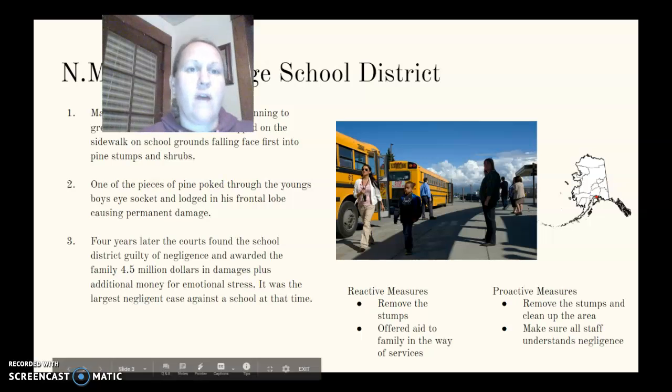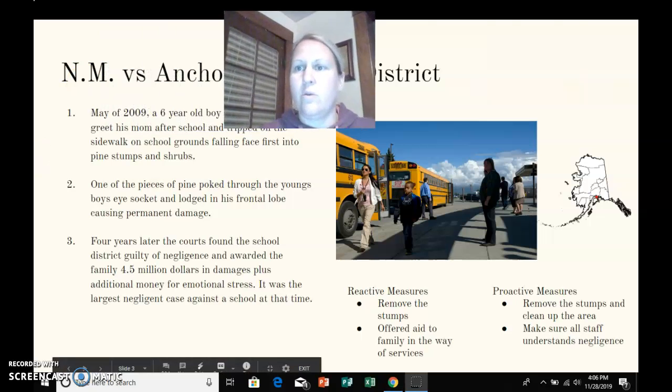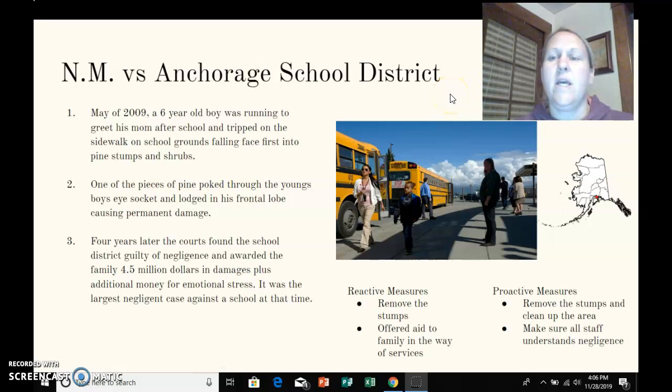We had to research 5 different cases that dealt with torts in the school system. My first case is NM versus the Anchorage School District. In May of 2009, a 6-year-old little boy was running to greet his mom after school. He tripped on a crack in the sidewalk on the school grounds, falling face first into a bunch of pine stumps and shrubs that had yet to be removed. They were sticking out of the ground about 1 to 2 inches, so not hugely big, but big enough and sharp enough that a piece of the pine poked through the young boy's eye socket and lodged right into his frontal lobe, causing permanent damage.